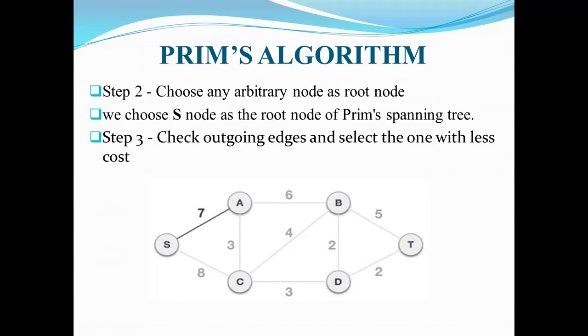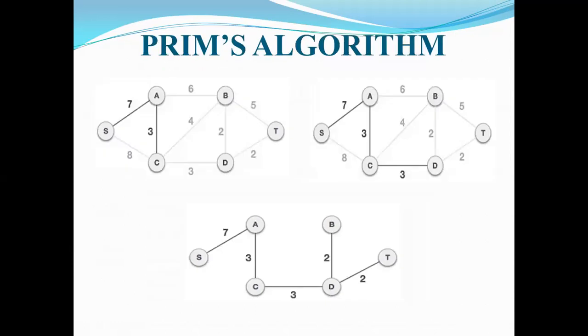Then what is the criteria here? Always the criteria is min. So select the minimum cost edge among these. There are three edges possible by using S and A. One is S to C, another one is A to C, third one is A to B. Out of these three edges, select the minimum cost edge. What is the minimum cost edge? A to C is the minimum cost edge. Is it clear now? A to C is the minimum cost edge.